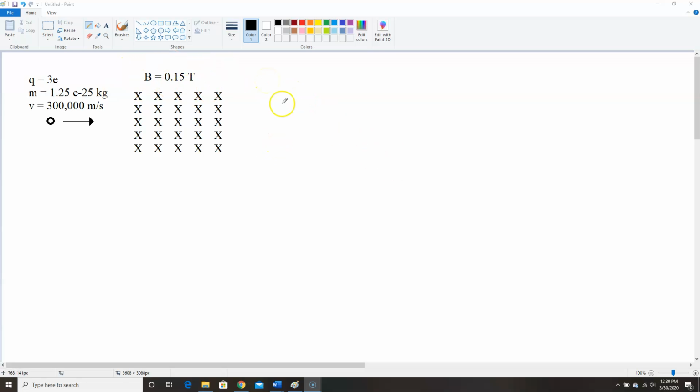So what this is actually going to do, according to the right-hand rule, is as it enters the magnetic field, it'll travel straight. Then once it enters the magnetic field, it's going to begin to curve. And if the magnetic field was big enough, it would just travel in a circle. You can check using the right-hand rule to confirm that this would definitely go towards the top of the page.